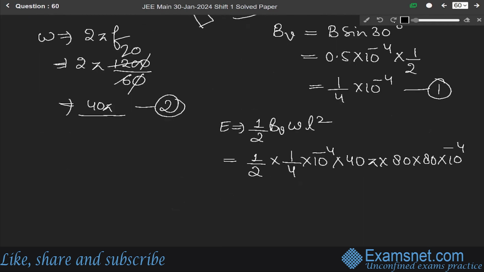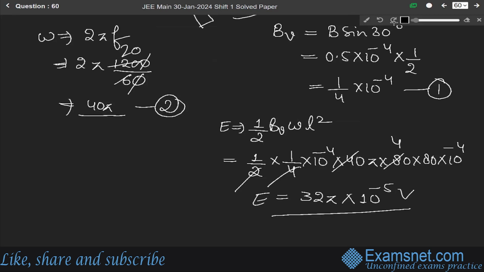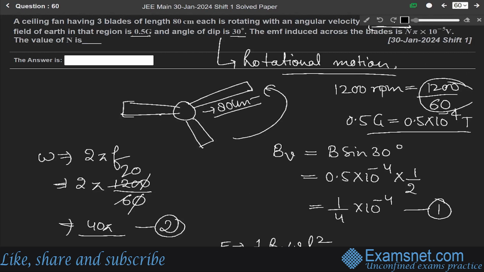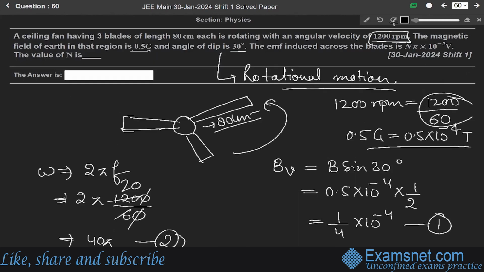Now solving it, we get 4 cancels out each other. 2 4s are 8, 8 4s are 32 into pi into 10 to the power minus 5 volts. So our answer is that the induced EMF is 32 pi into 10 to the power minus 5 volts. So the value of N is 32.